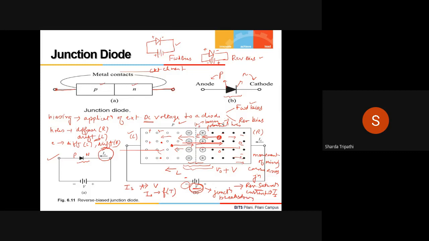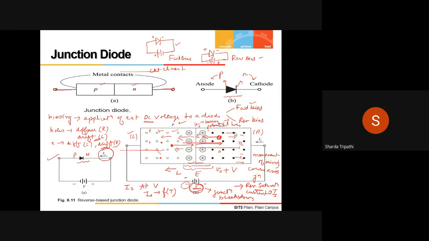What do I mean by junction breakdown? If this voltage is large, the electric field E, which is created across the junction, becomes very strong and it starts breaking pretty much all the covalent bonds present in the P and the N side, which leads to the formation of a lot of majority carriers, causing a very large current to flow through it.